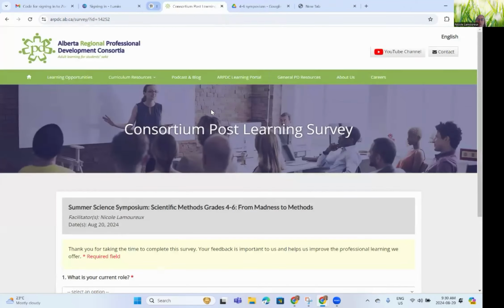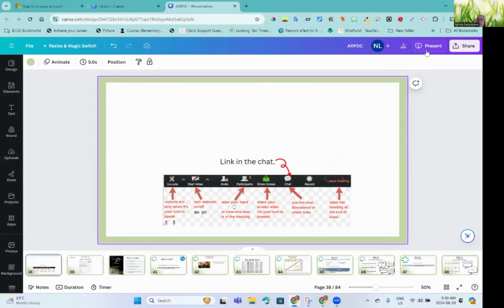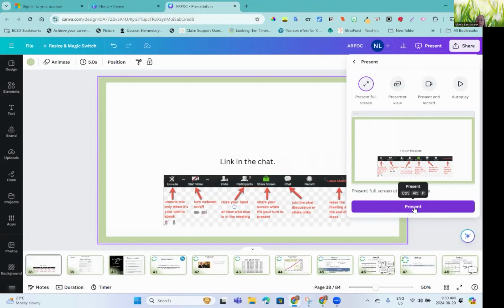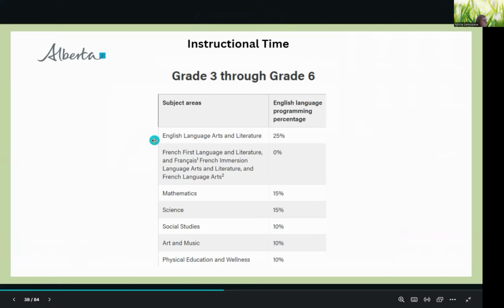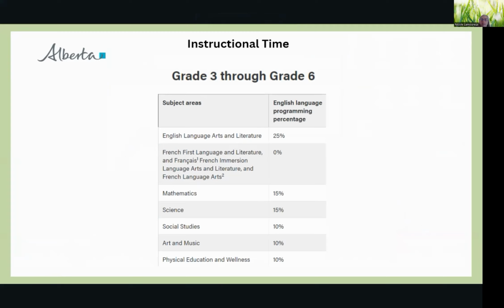So don't worry, it just kind of closes it out automatically. And then you just go back to the presentation that we began with as you're in the tab that's open. Okay. So we should all be back into, it says instructional time on my screen. And we should be back there.